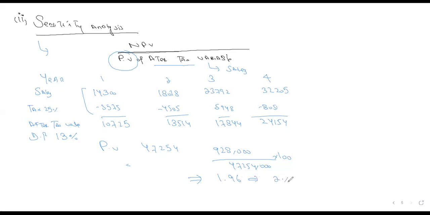So what will you tell the examiner? As the sale is an inflow, you will tell the examiner that if the sales decrease by 2%, the NPV of the project will become 0. Understand? Now, if you have to go for the sensitivity of initial investment.